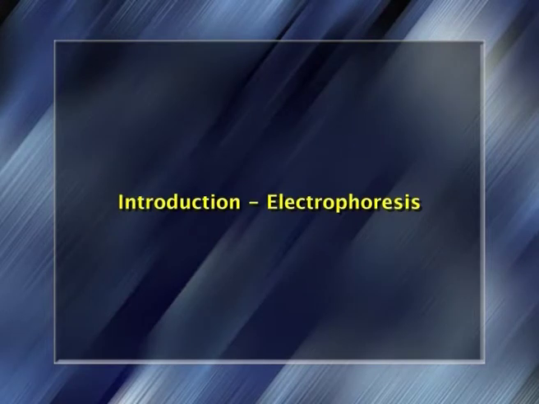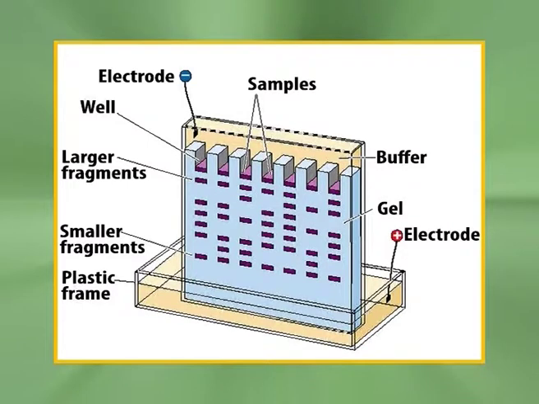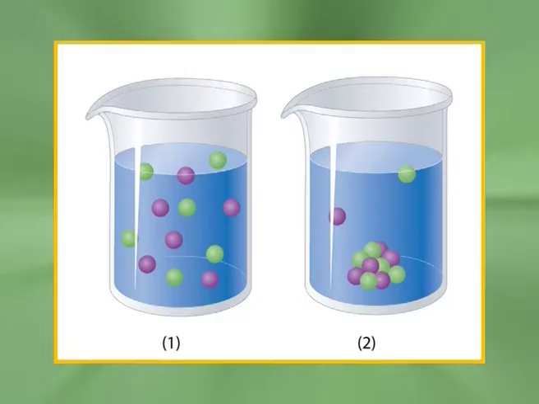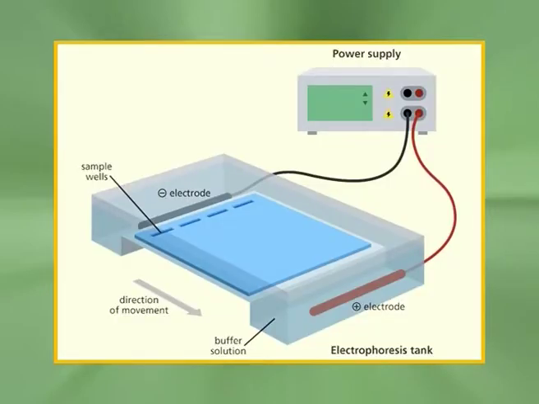Let's first understand what electrophoresis actually is. Electrophoresis is the migration of charged particles or molecules in a medium under the influence of an applied electric field. Any electrically charged particle dissolved in aqueous solution, when placed in a constant electric field, will start to migrate towards the electrode bearing the opposite charge.